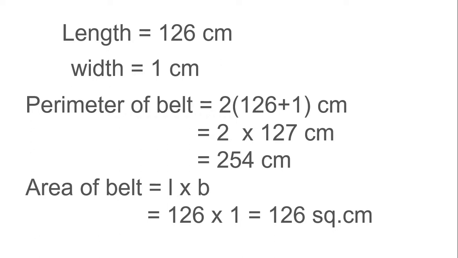So what is the perimeter of the belt? What is the area of the belt? Area is length into breadth, 1 into 126, that is 126 square centimeter. 126 is the area. Perimeter is 254.